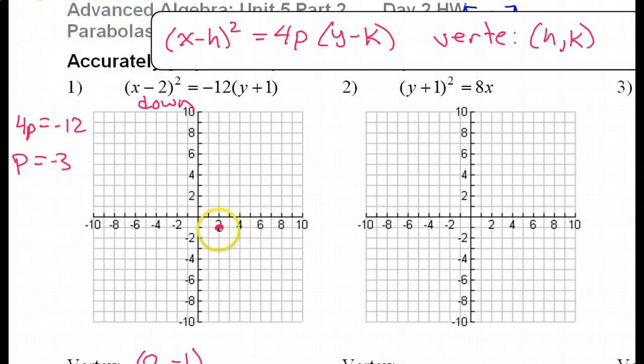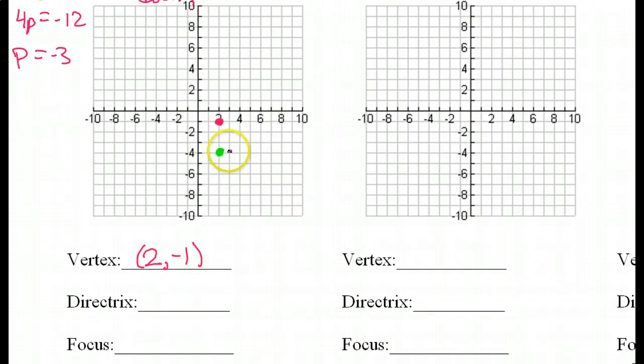If this is the vertex and I know I need to go down, now I know to go down 3 from here, not from the x-axis, but from the vertex. If I go down 3, that means my focus is right here. We might as well record that too. That's 2 comma -4 is our focus.